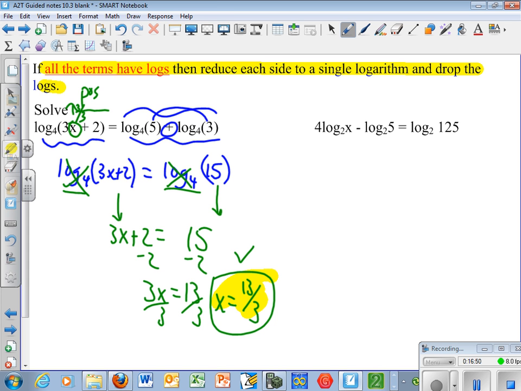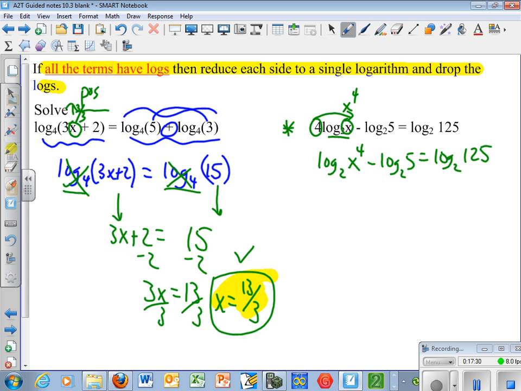Notice I've got all terms with logs. Here's what I want you to notice. We've got something multiplied by a log right here. So what you need to do with that is that becomes the power on x. So I move that up, and I'm taking the log of x to the 4th. It's the rule. Remember, one of the rules was we had the log of something to a power. The power comes down in front. Well, now we're going in the reverse order. If we have something times the log, that becomes the power. Okay, because I don't want to have a number out in front. That should always be your first check. And then I have minus the log in base 2 of 5 equals the log in base 2 of 125.